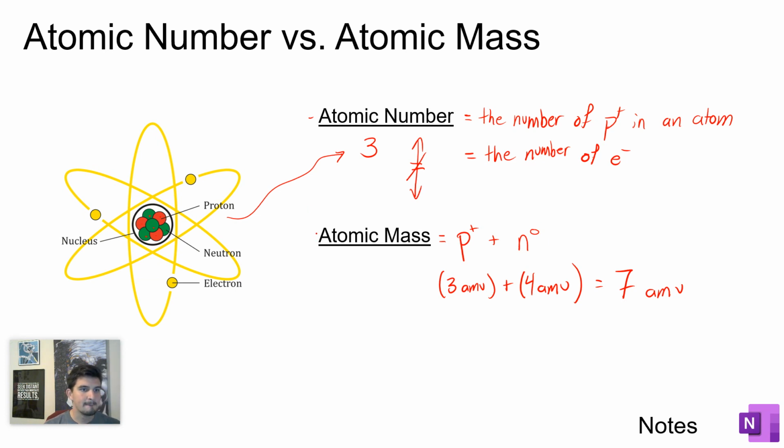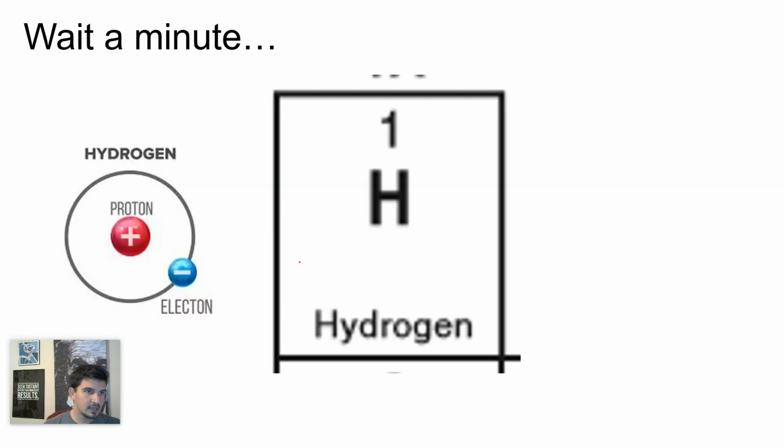Easy enough, right? So if we look at hydrogen in the periodic table, which we'll look at more closely at the end, hydrogen has 1 proton and 0 neutrons. Okay? So we have, for our atomic mass, we know that it is protons plus neutrons. And we know that there's 1 proton, so if we add our 0 neutrons, we should have an atomic mass of 1 AMU, right?